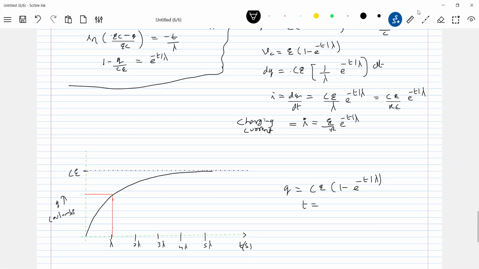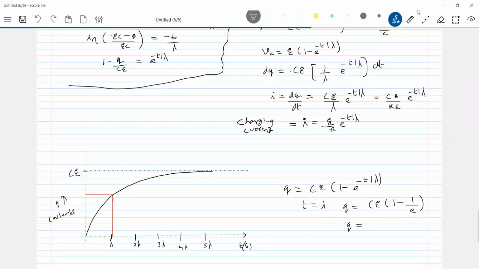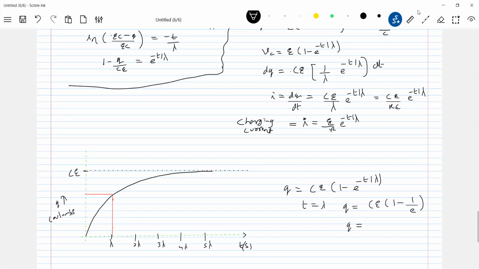So first, at t equal to 1 lambda, what will the expression for charge be? CE(1 minus 1 by e), no? e is 2.7, so 1 by 2.7, you'll get a certain value. So how much will it become? It will become 63% of the final value. 1 minus 1 by e, 0.63 it will come. And this time constant is what I marked like this. And this is 0.63 CE.